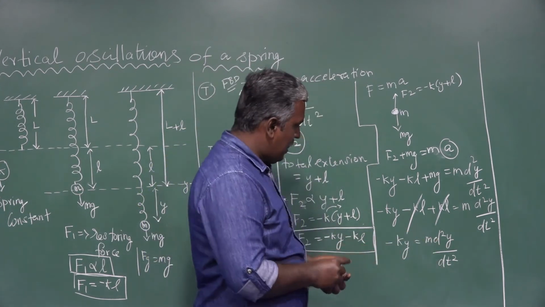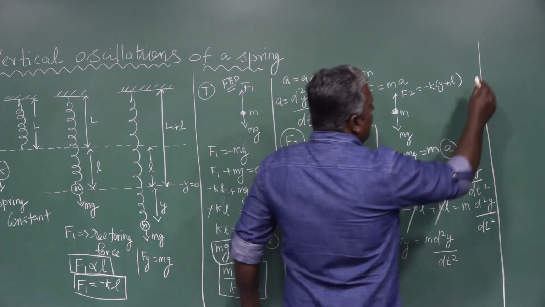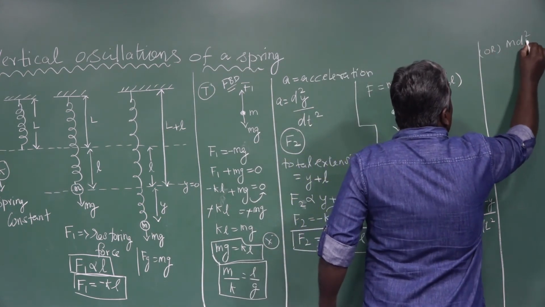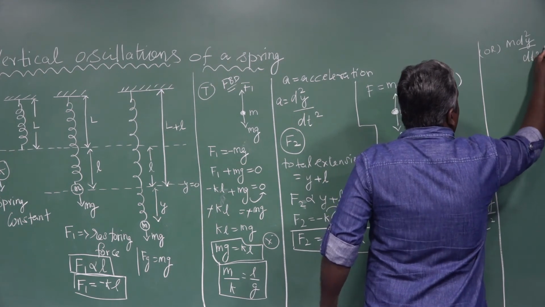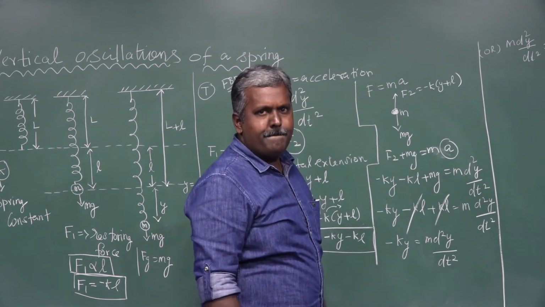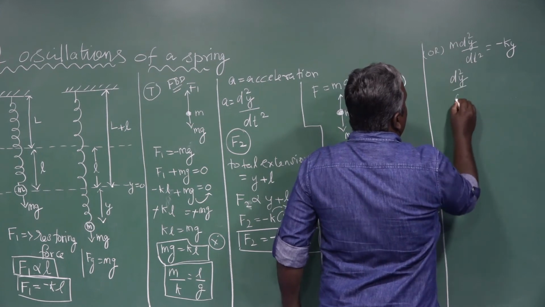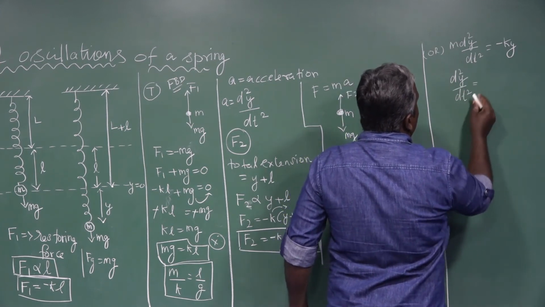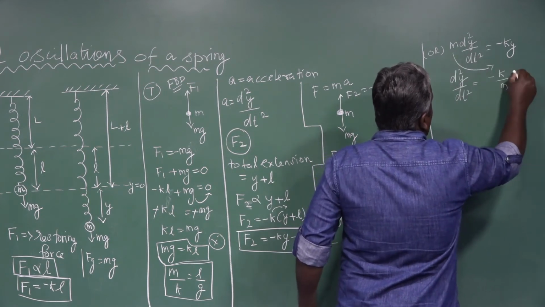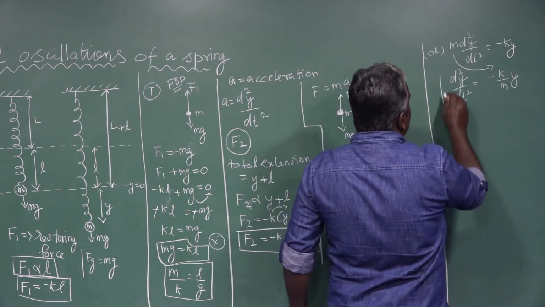Yes. Now from this, m d square y by dt square is equal to minus ky. Okay, minus ky. D square y by dt square is equal to minus k by m into y. Okay, listen here, this equation.